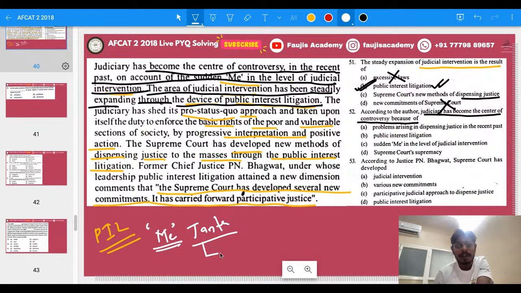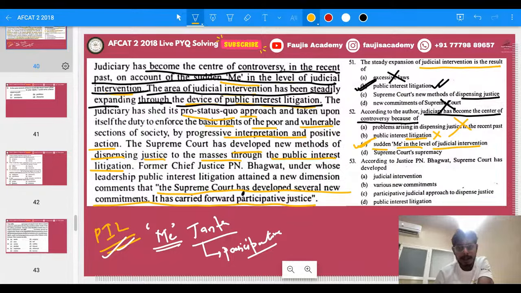That me is what? Participative justice. Participative justice through PIL gives you an outlet to go and file a complaint to the authorities that this is not good for the public. You are giving an outlet to the public. So obviously the answer to this question is problems arising dispensing justice? No, we're not talking about the problems in dispensing justice. Public interest litigation? No. Sudden me in the level of judicial intervention. Right. 52 answer will be C, right?